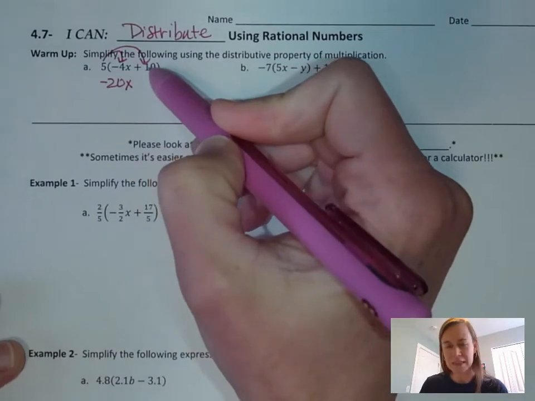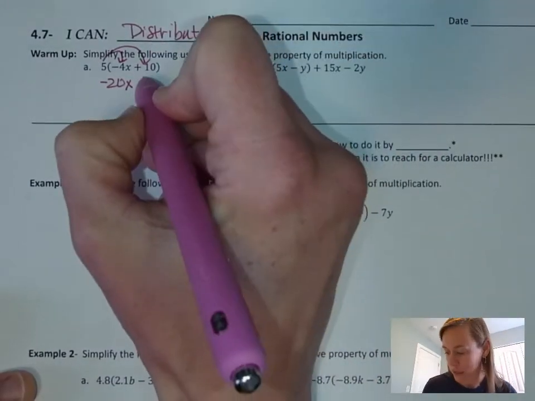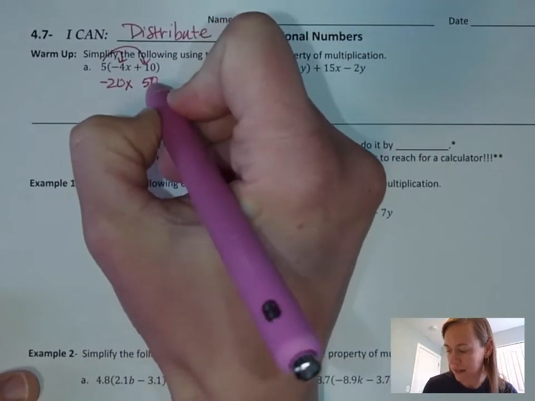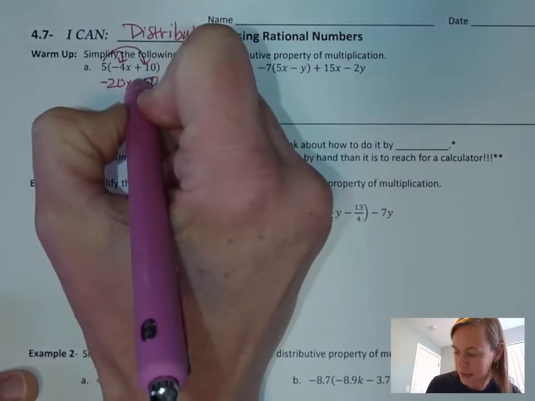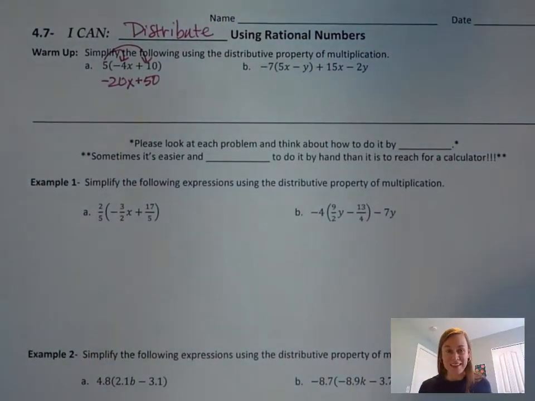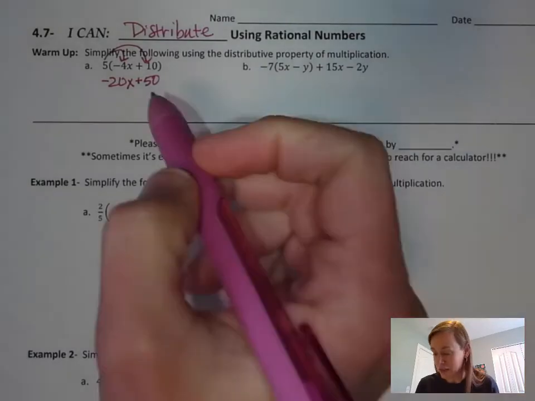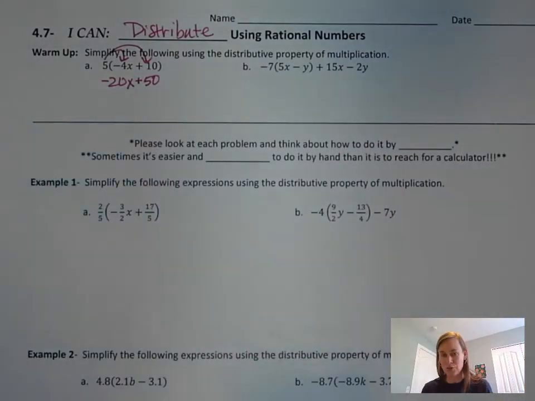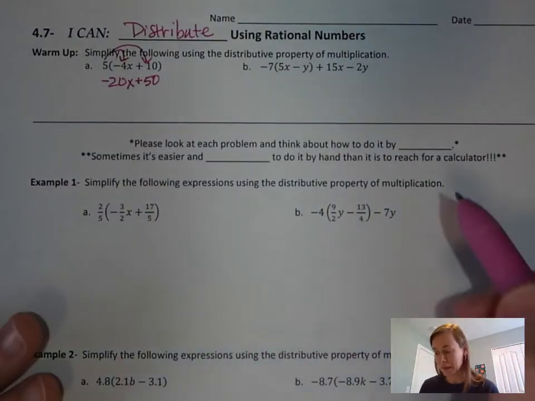And then what is 5 times 10? 50. Was it positive 50 or negative 50? Positive, so we're going to put a plus sign in between here. Okay, and then we're done with that one. There's nothing else we can do. We don't have any like terms to combine. So let's go on to example B.